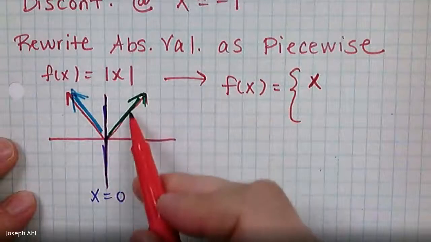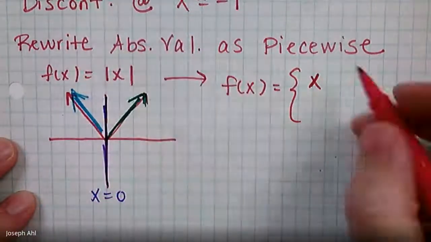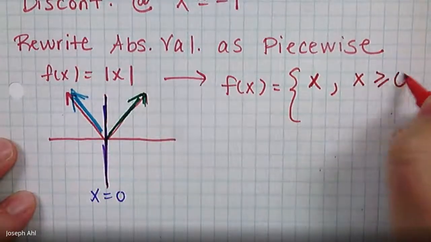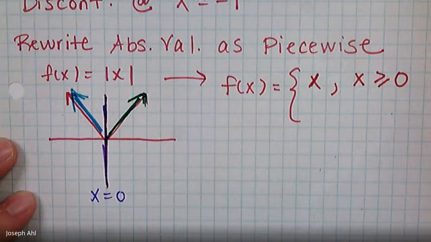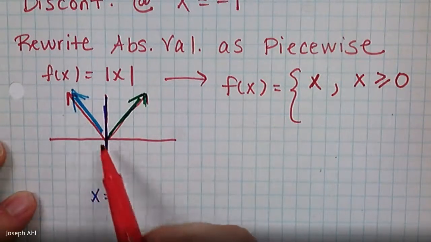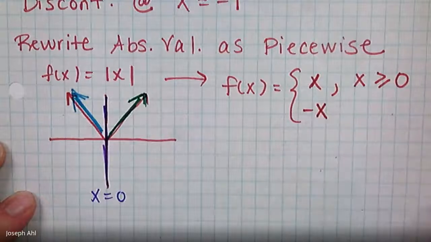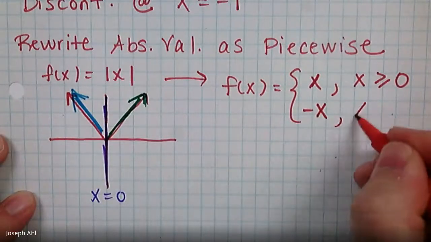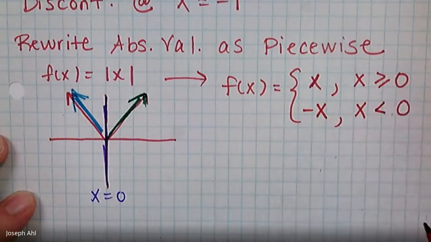And when am I seeing the line y equals x? When I'm to the right of 0. So then what am I seeing when I'm to the left of 0? When I'm to the left of 0, I'm seeing the line y equals negative x, when x is less than 0.